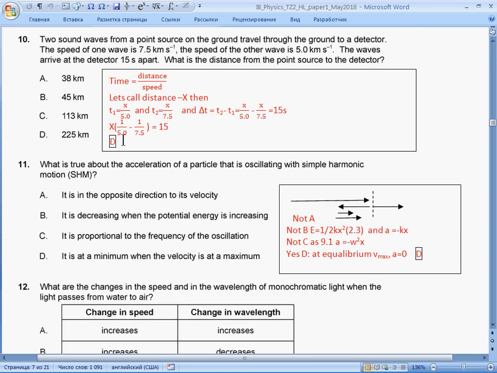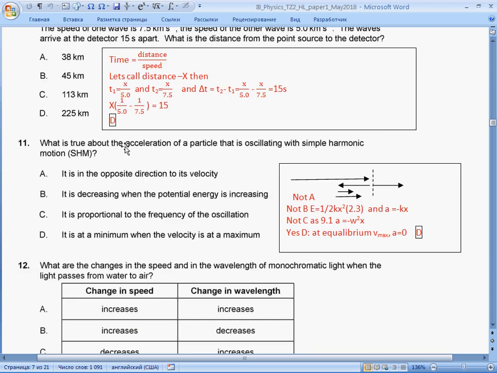Question 10. The sound waves from a point source on the ground travel through the ground to a detector. The speed of one wave is so much, another wave so much, time difference 15 seconds. What is the distance from the point source to the detector? Time for constant speed is distance divided by speed. Let's call the distance x, then time 1 will be x over 5, time 2 will be x over 7. The difference will be this expression, and we can find x, so it is D. Using arithmetic you can find that this is D.